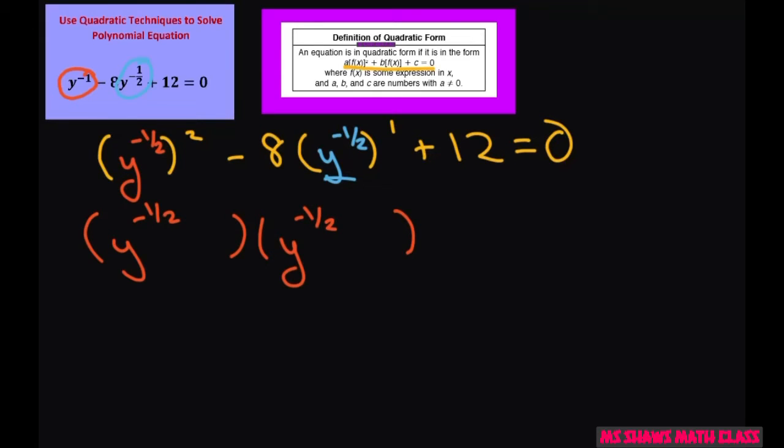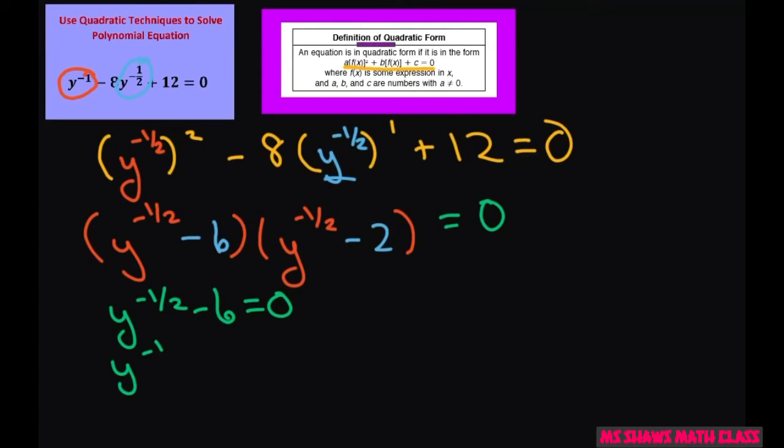All right, for the 12, we need a 6 and a 2, so that's minus 6, minus 2, that gives me positive 12 and a negative 8 there. And then we just solve. So basically, all you do is you set each piece to 0. So you get y to the negative 1/2 minus 6 equals 0. So y to the negative 1/2 power equals 6.